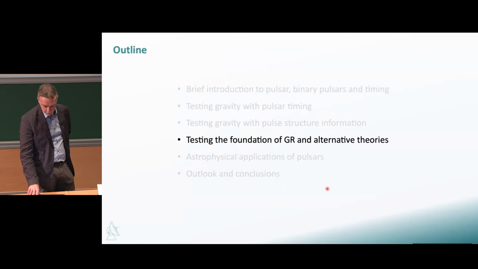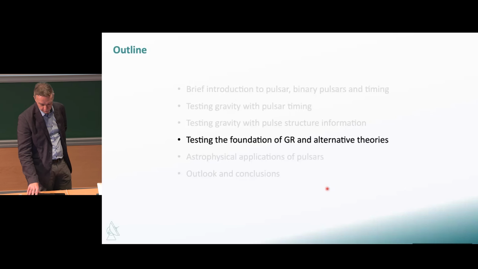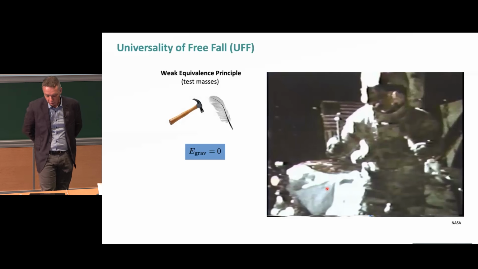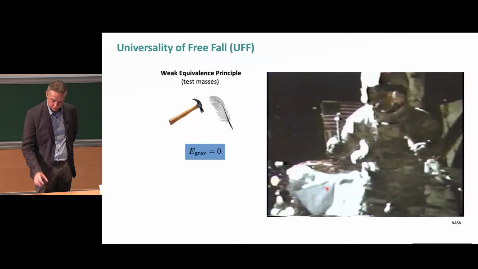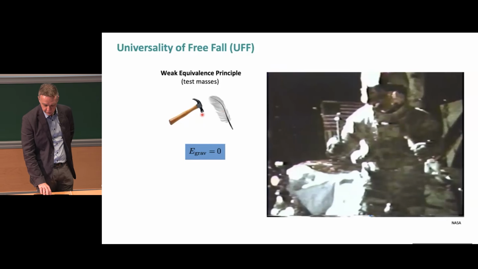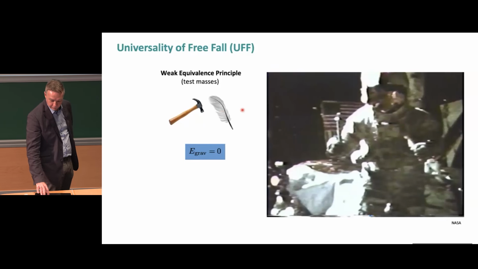I'll say a few words about testing the foundation of GR and alternative theories of gravity. Thibault already gave an excellent coverage of that, so I just concentrate mostly on a triple system that we heard about some time ago. So this is all about the universality of free fall. If you drop some test masses, a hammer or a feather, if there's no air resistance, they should all fall the same. And I really like this video.